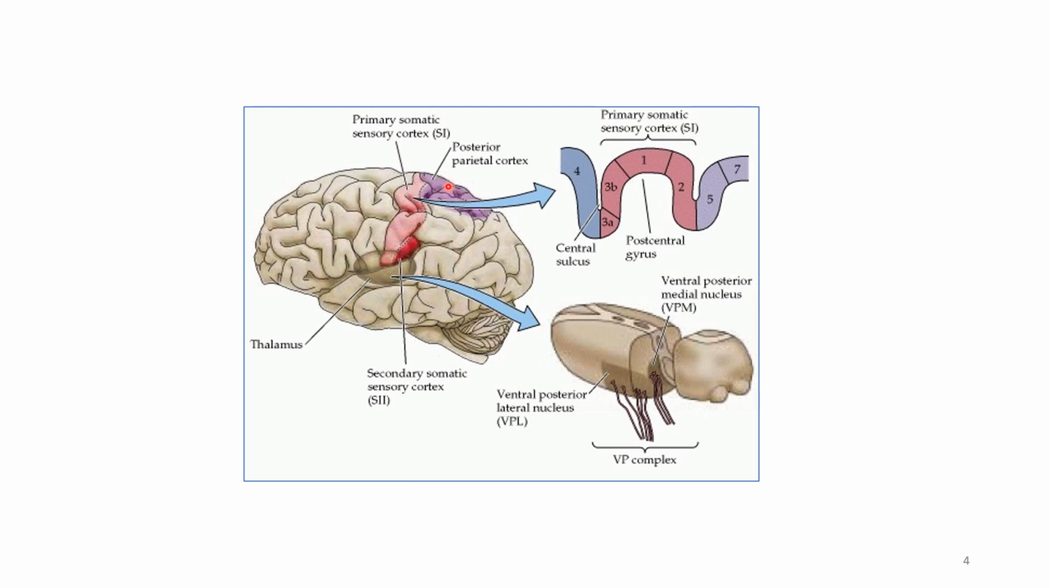So here you can see this is the primary somatic sensory cortex or S1. This is the thalamus. This is the secondary somatic sensory cortex S2. This is posterior parietal cortex. So here you can see the cross section of the thalamus, the VPM ventroposteromedial nucleus, and this is ventroposterolateral nucleus. So this is VPL nucleus, this is VPM nucleus. From there the fibers will go to primary somatic sensory cortex S1.